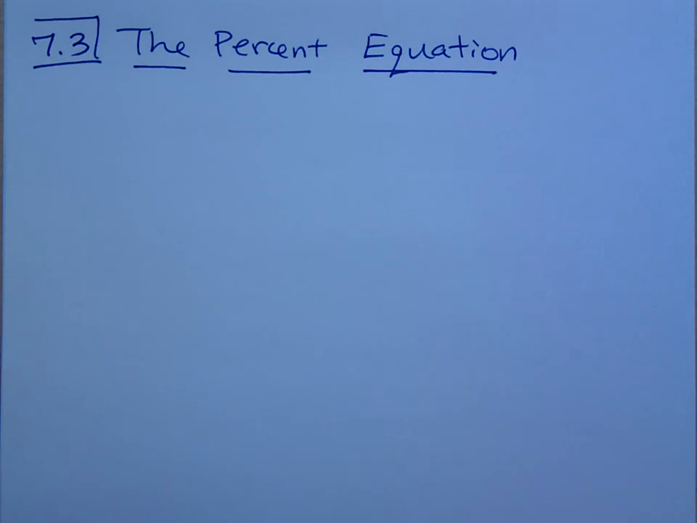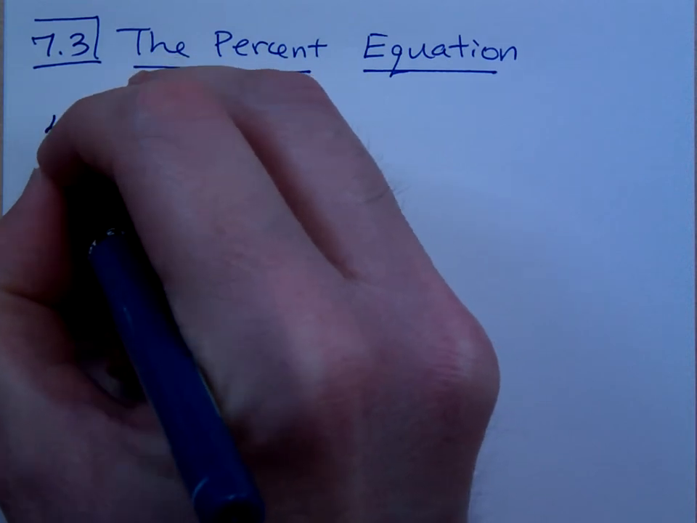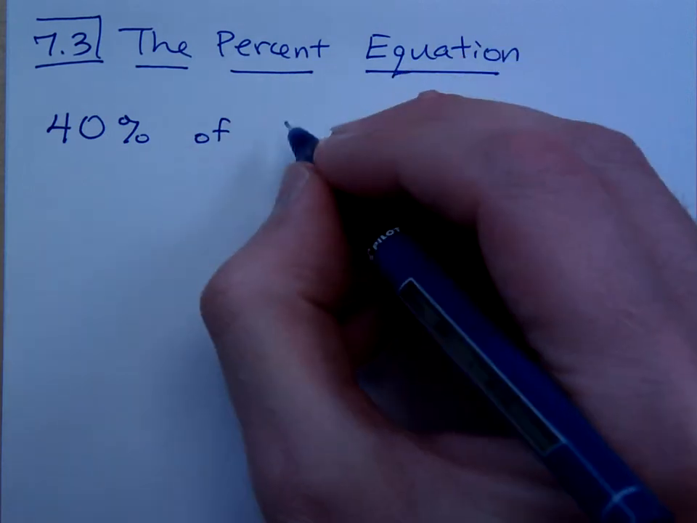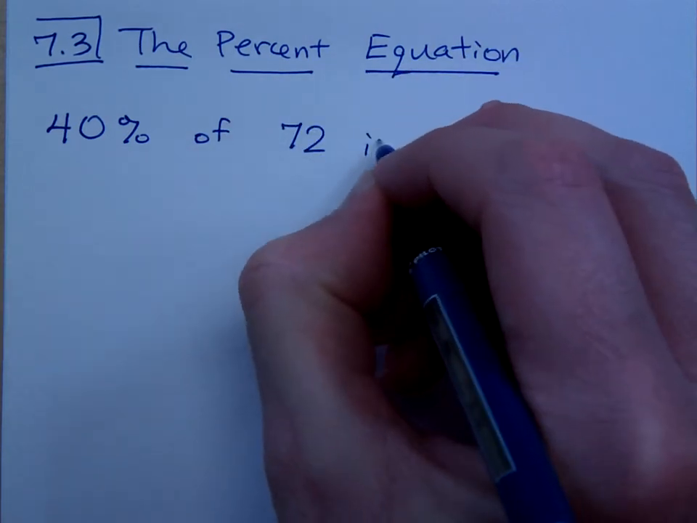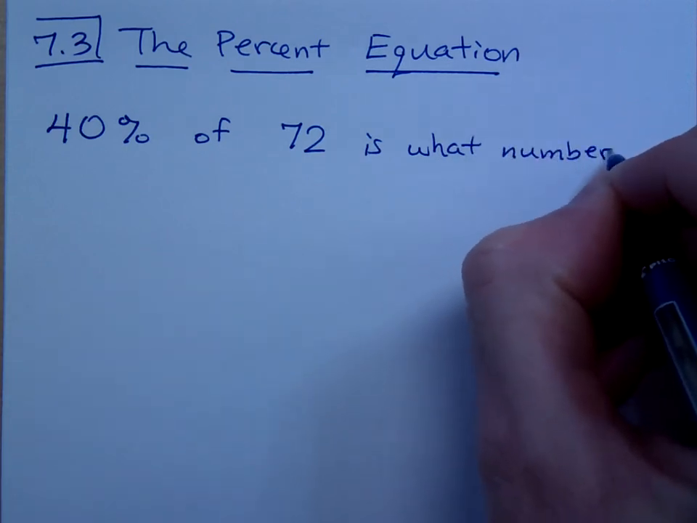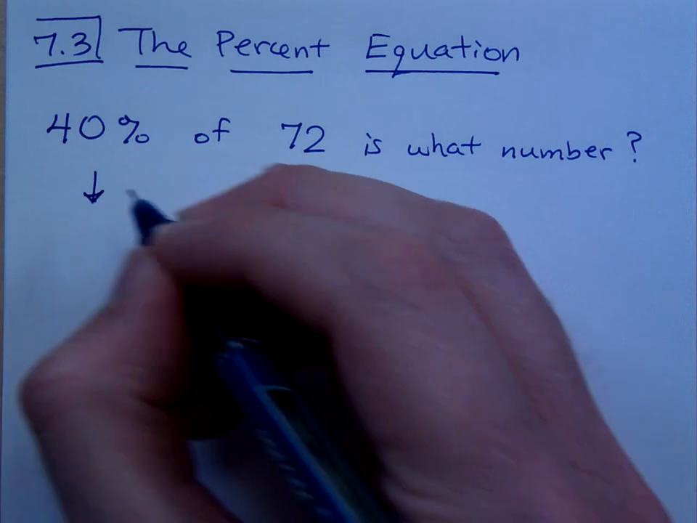So here in the percent equation, it's taking the words as you see them and you write the equation from it. For example, if I say 40% of 72 is what number? As you read this, write the equation. How do you write 40%?